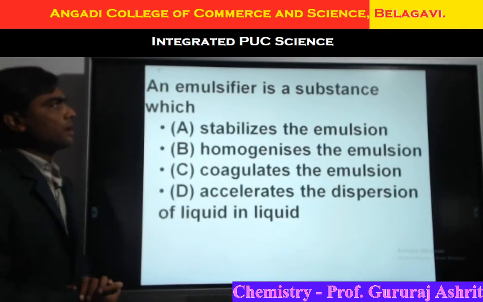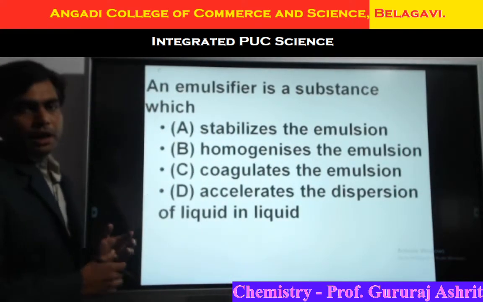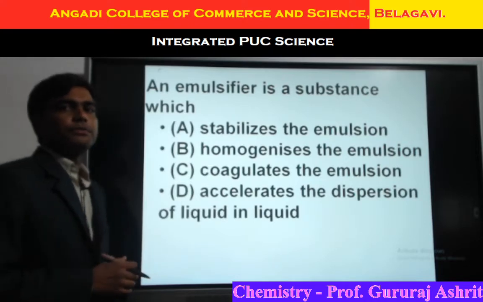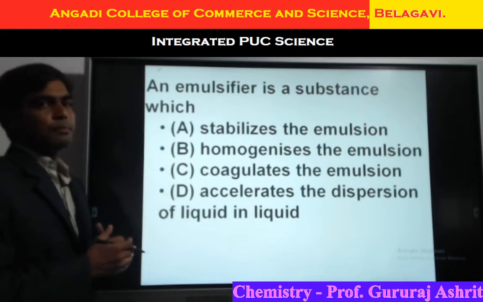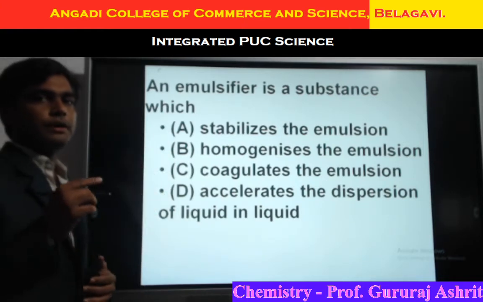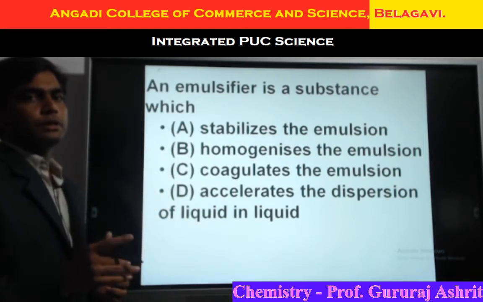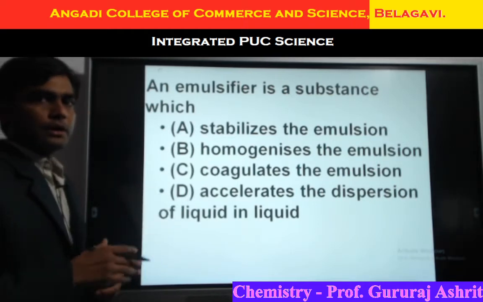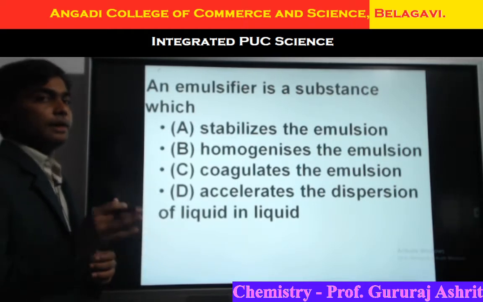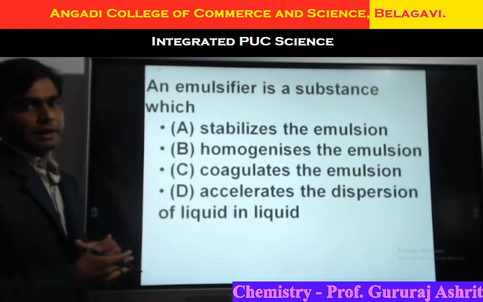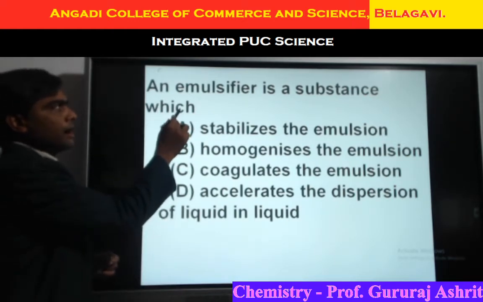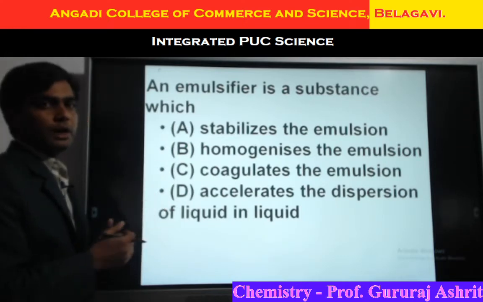An emulsifier is a substance which... We come across the emulsifier in the colloids part. Okay. What is an emulsion? The colloid in which the dispersed phase is liquid and the dispersion medium is liquid is called an emulsion. In that, the emulsifier is added. But what is the reason for adding the emulsifier? We have to see in the options.